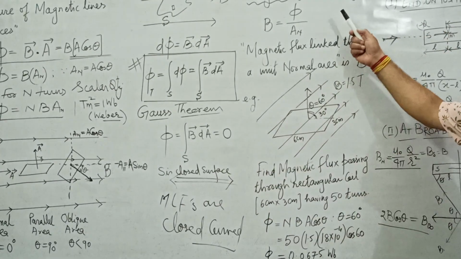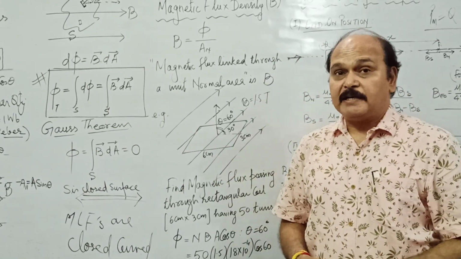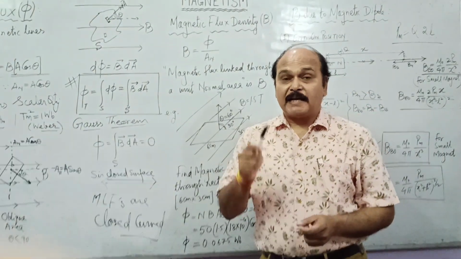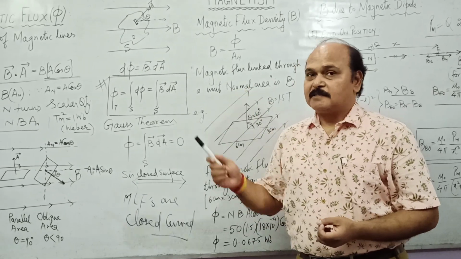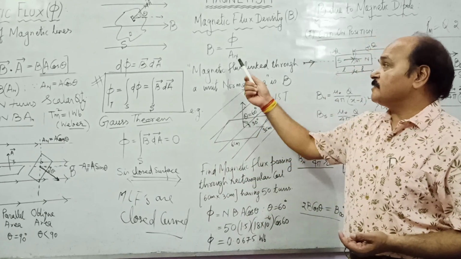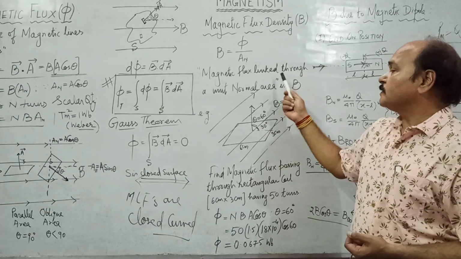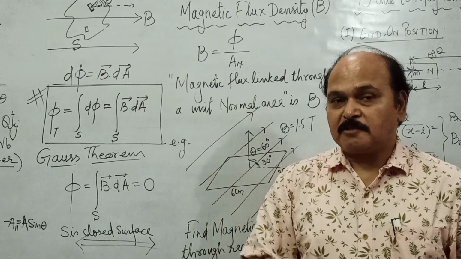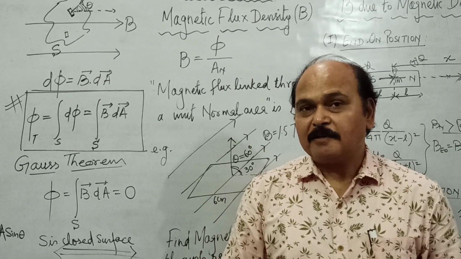Now let us move on to magnetic flux density. Magnetic flux density is another name for magnetic field intensity, or in general magnetic field. Like in electrostatics, we also call electric field intensity as electric flux density. Same way, in magnetostatics, we call magnetic field intensity also as magnetic flux density. And this magnetic flux density is defined as magnetic flux linked through a unit normal area. In any magnetic field, magnetic flux passing through unit normal area at any point is the value of magnetic flux density or magnetic field intensity.